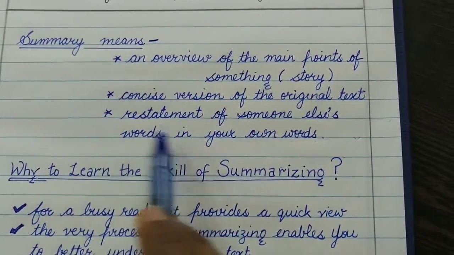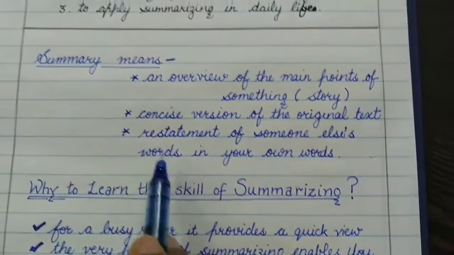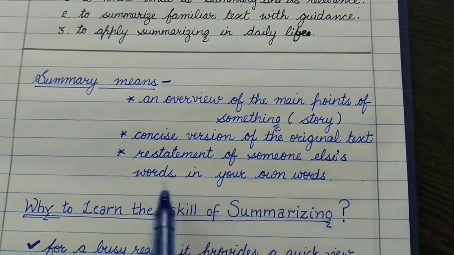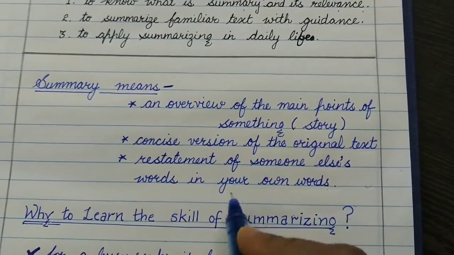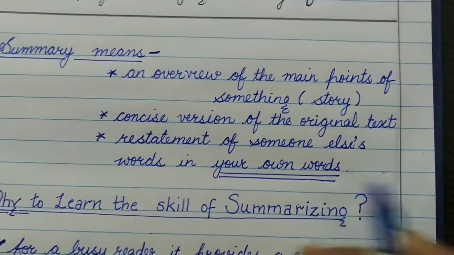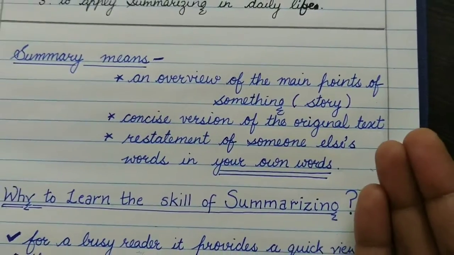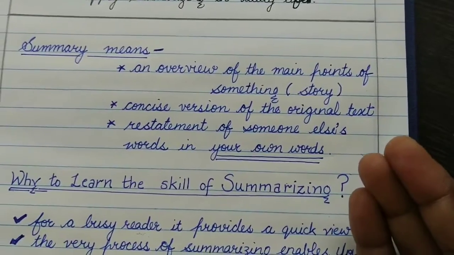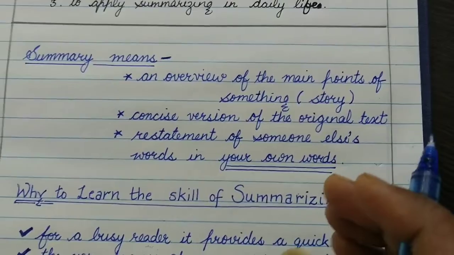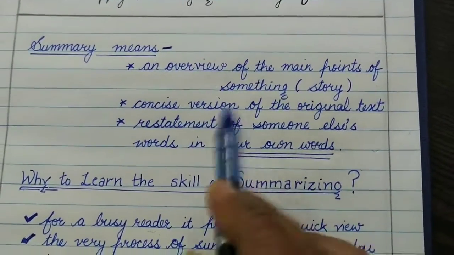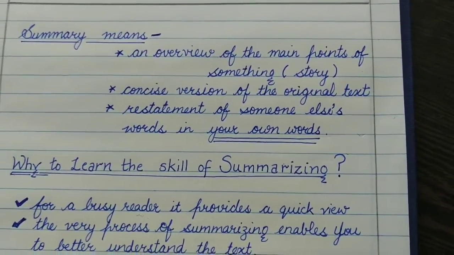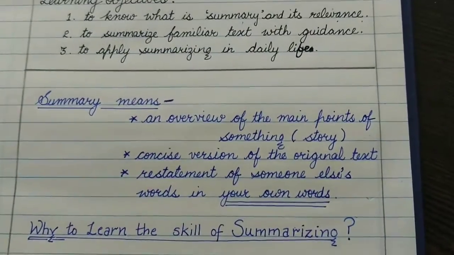Again, I end up here with the meaning. Summary is a restatement of someone else's words in your own words. Very important. Your own words are very important. If you are reproducing the same language, the same vocabulary used, you lose the purpose of writing the summary. A good summary is where you are putting the whole thing in your own words, maintaining the order of the original text.